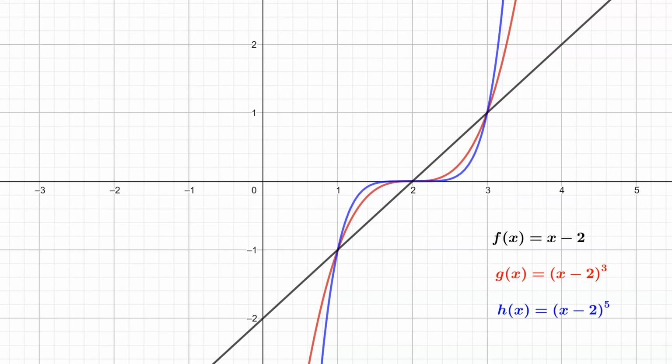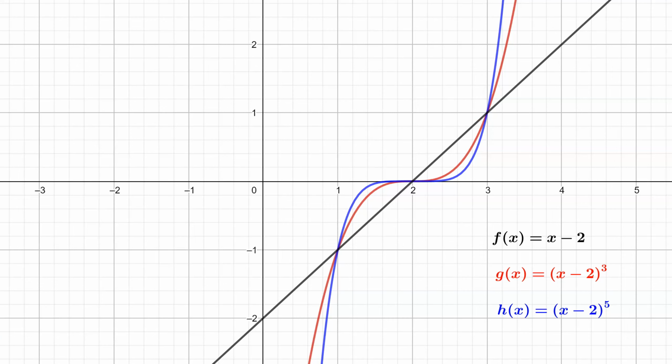Now let's look at our next function. h of x equals x minus 2 raised to the 5th power. So I still have my 0 is x equals 2, but it now has a multiplicity of 5. Here's my blue graph. It again crosses the x-axis at x equals 2, but the graph is even more flat near the 0 than it was before.